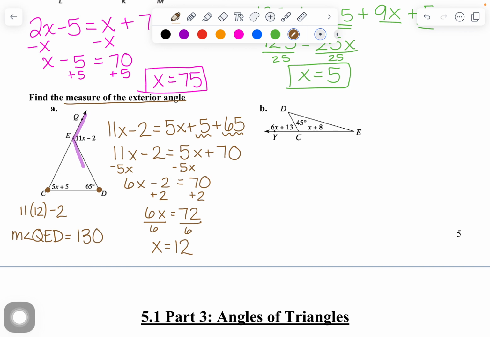And this one you would have gotten 130. Again, last problem, same idea. Outside angle, exterior angle, that's this one, is equal to the inside angles added together that are not right next to it.